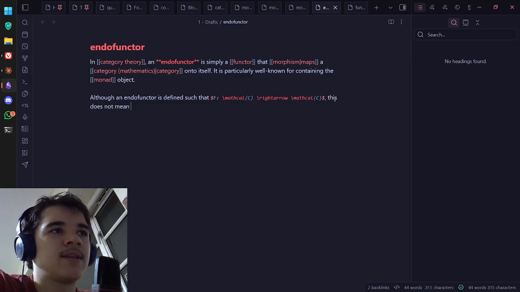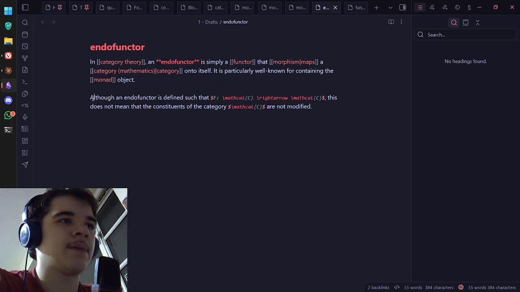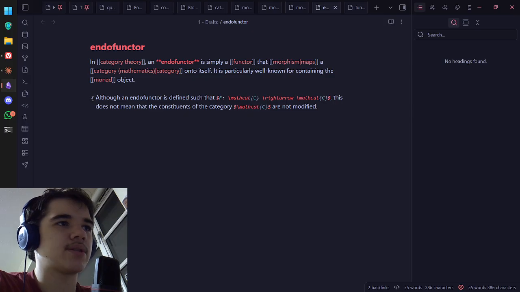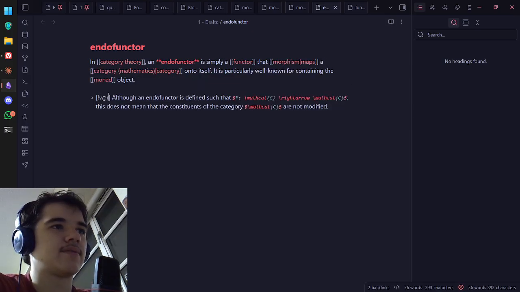this does not mean that the contents or constituents, spell that correctly, of the category C are not modified. So this is an important note. I will put this in an important box. Or warning even.